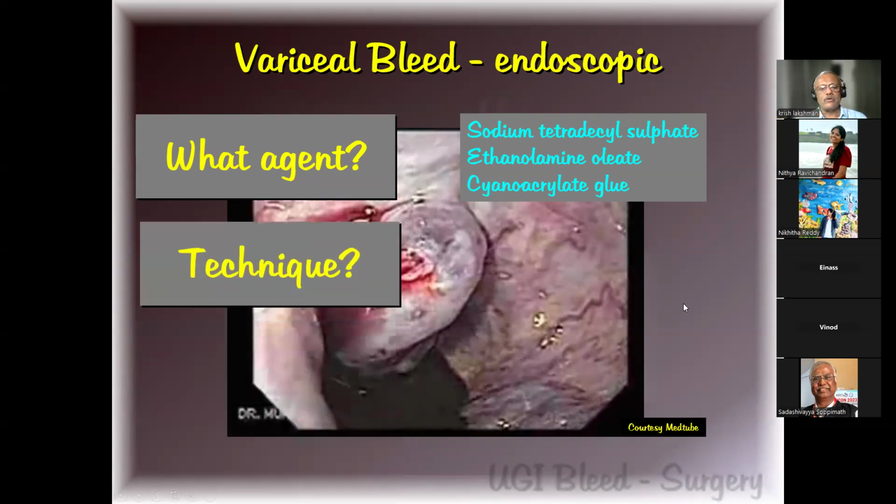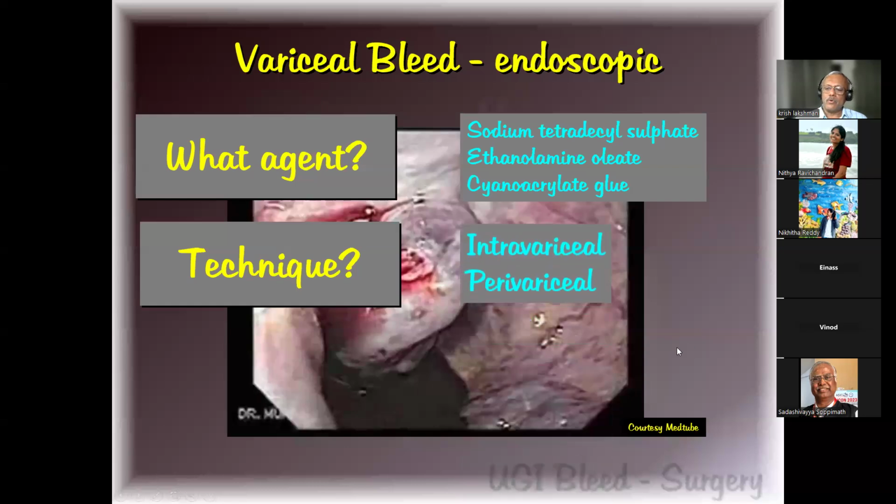So where do you give the injection is the next question. You have varices, you're looking at it. Where do you give the injection? Has anybody read up about it? Because you guys don't do endoscopy. Submucosal. Submucosal where? The varices are submucosal, right? But in relation to the varix, where do you give the injection? Okay, both intravariceal and perivariceal, that is into the varix and around the varix, can be given.